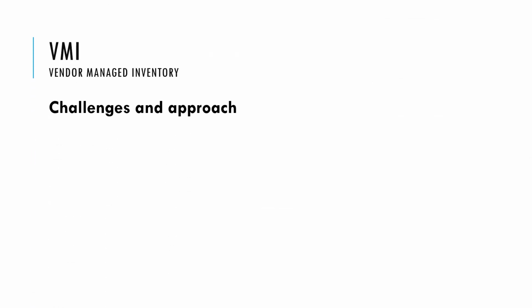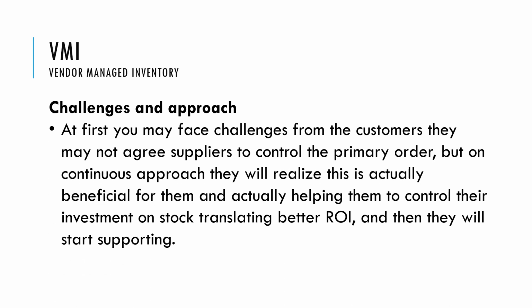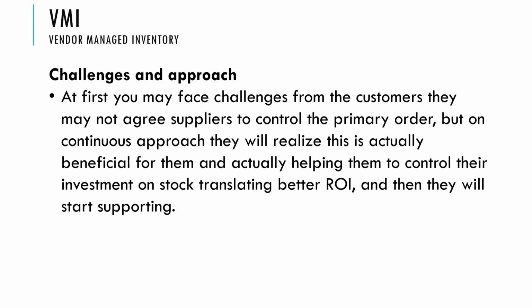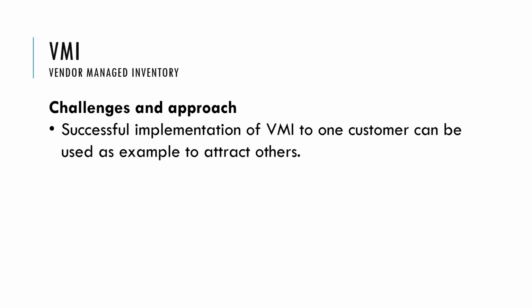Now there are challenges and there are approaches to mitigate those challenges. At first, you may face challenges from the customer and they may not agree to suppliers controlling their primary order. But with a continuous approach, they will realize that this is actually beneficial for them and helping them to control or reduce their investment on stock, which translates to better ROI. And then they will start supporting you. Successful implementation of VMI for one customer can be replicated or used as an example to attract new customers on board.